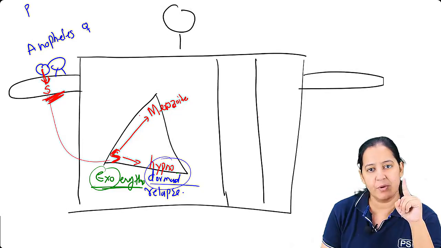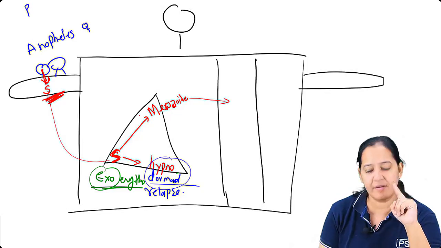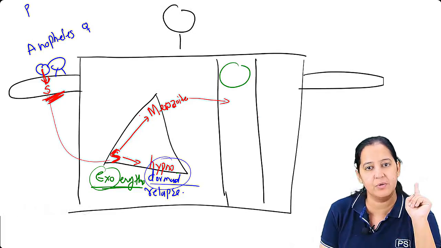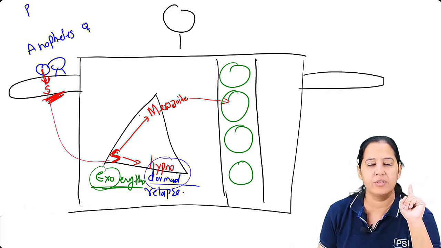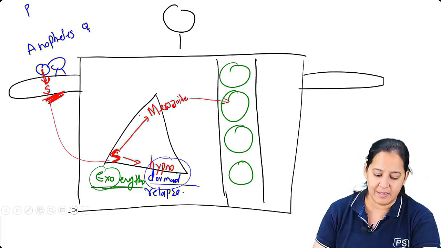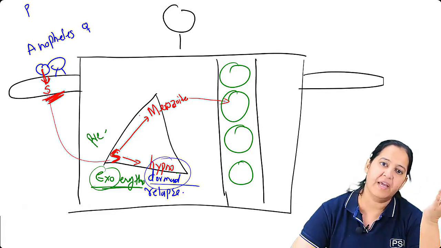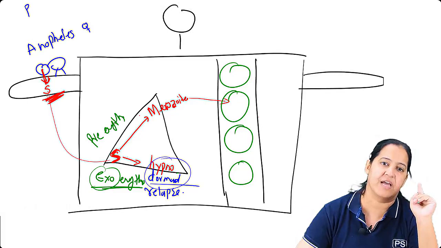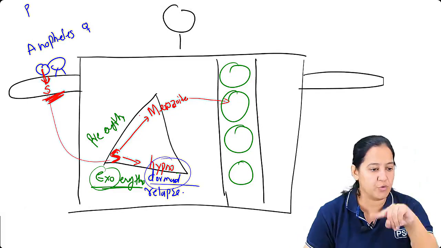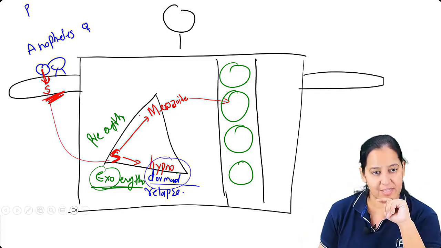And these merozoites will go in the blood. They will move inside the RBCs. The merozoites will go in the blood and they will go in the RBCs. So this cycle is known as pre-erythrocytic because it is before the RBC. Pre-erythrocytic cycle in which the sporozoites get converted to merozoites. This is pre-erythrocytic. Did you understand?